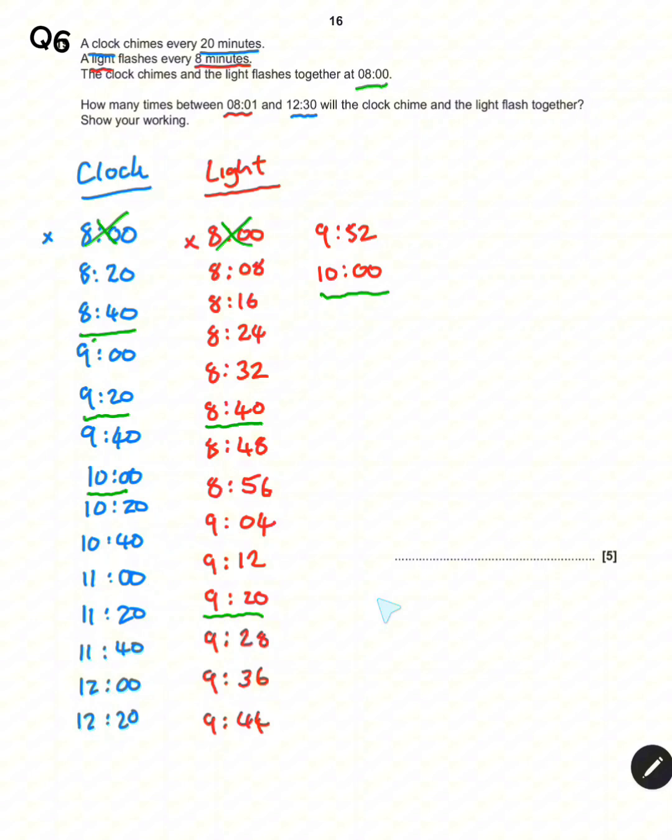And I'm not going to go any further with these times because I can see there's a little pattern. If we've got 8:40, then we miss a time and there's a repeat. Miss a time and a repeat, and that's going to continue. Miss a time, that will be a match. The pattern will repeat itself. So we've got 1, 2, 3, 4, 5, 6 times that they will chime and flash together.